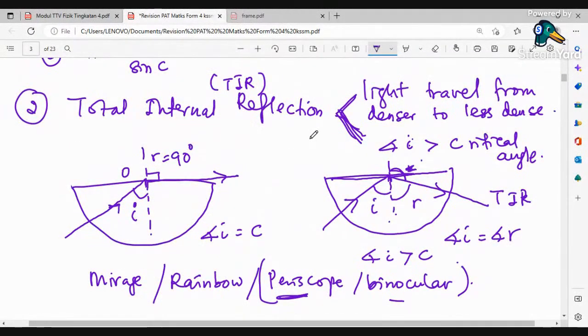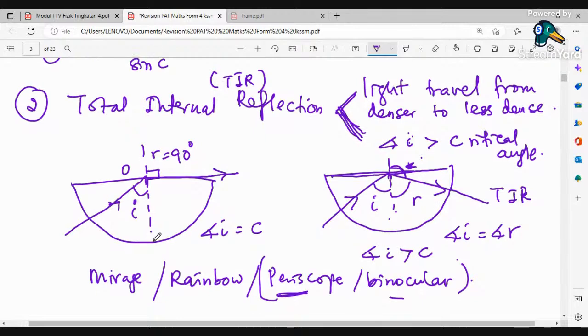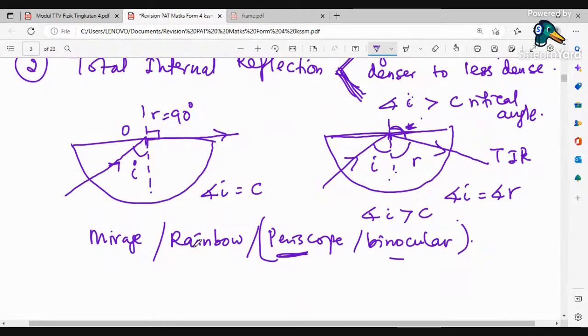Okay, total internal reflection must obey these two conditions. Light travels from denser to less dense. Angle I greater than critical angle. Okay, so application like mirage, rainbow. Ini soalan knowledge, knowledge. Yang 4 markah tu dalam essay. Kalau soalan modification, biasanya kalau ada alat, okay, macam periscope, binocular, ini boleh keluar soalan yang 10 markah tu.